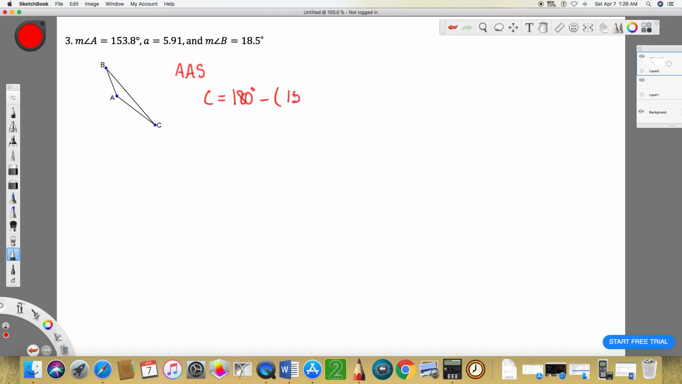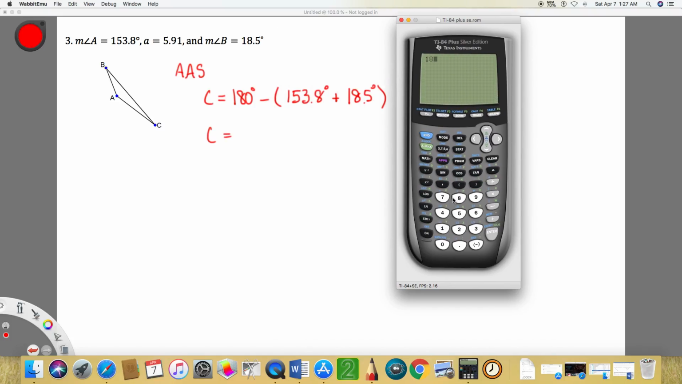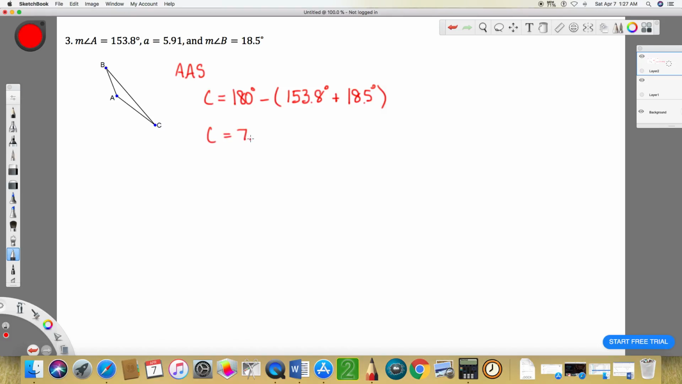Well, A is given as 153.8, B is given as 18.5, and that means that the measure of angle C has to be... we're in degrees, we're set to round to 2. I'm not even using the ratio, the sines, yet. So if I've keyed in the correct numbers here, I'm getting the measure of angle C to be 7.70 degrees. So now we have our three angles.